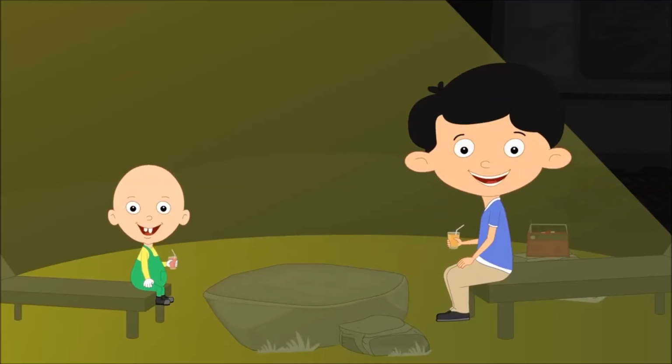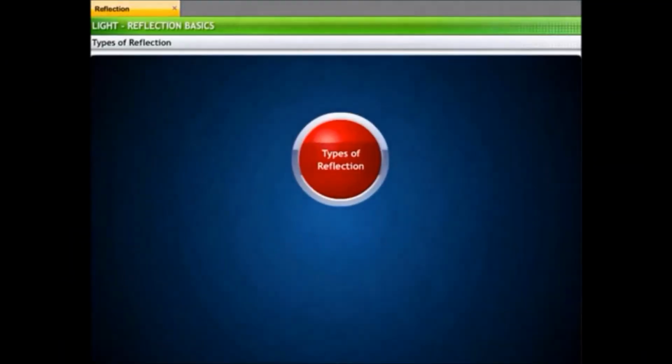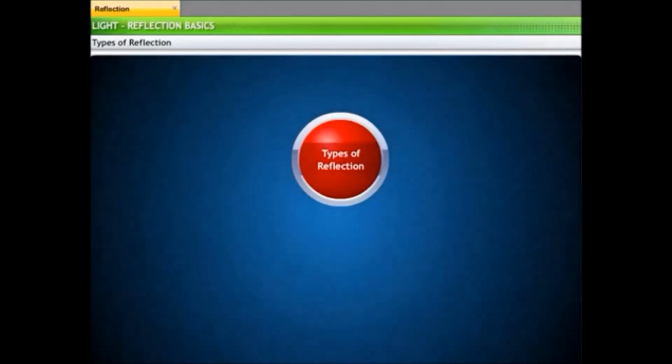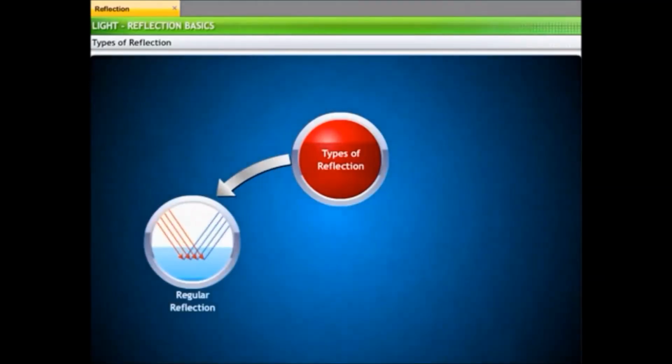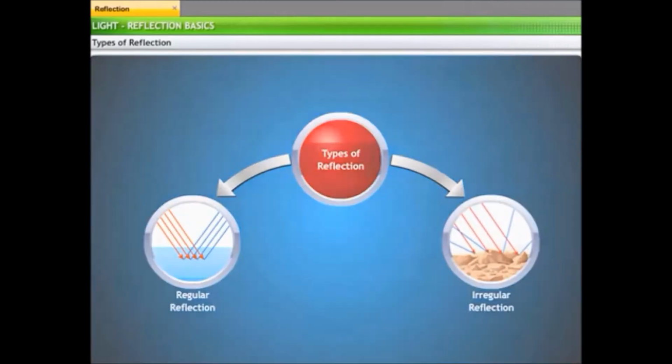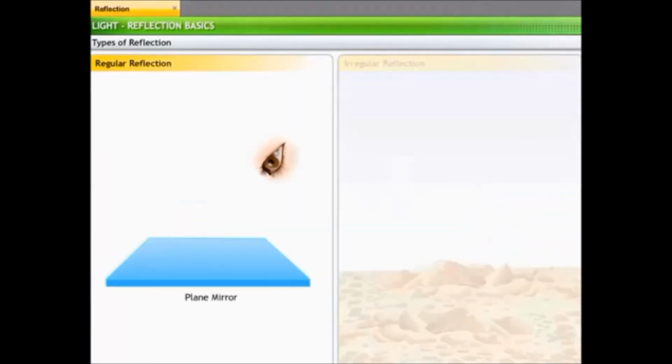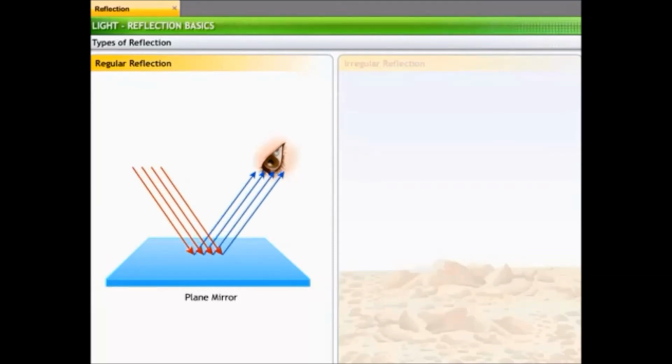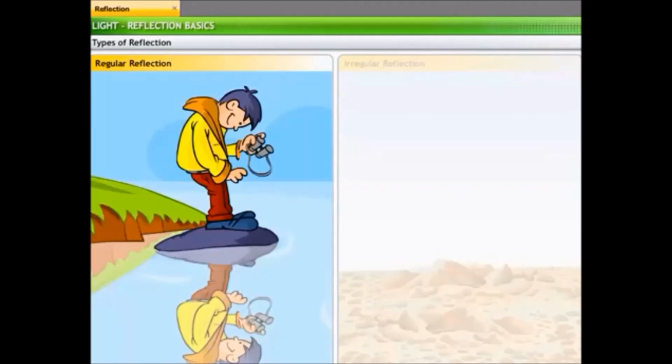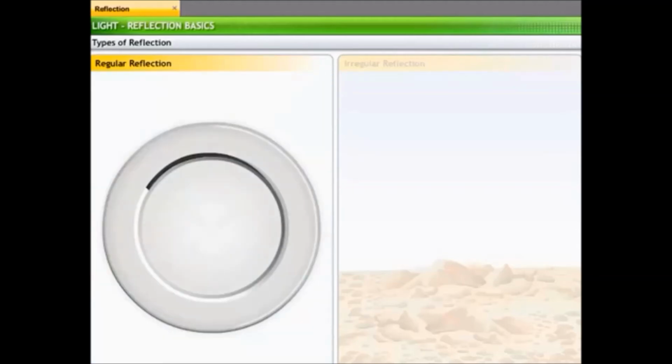Based on the nature of the reflecting surface, there are two types of reflections: regular reflection and irregular reflection. Regular reflection is caused by a smooth surface where all the light incident on the surface is reflected in a definite direction. Regular reflection is caused by plane mirrors, still water and other smooth surfaces.